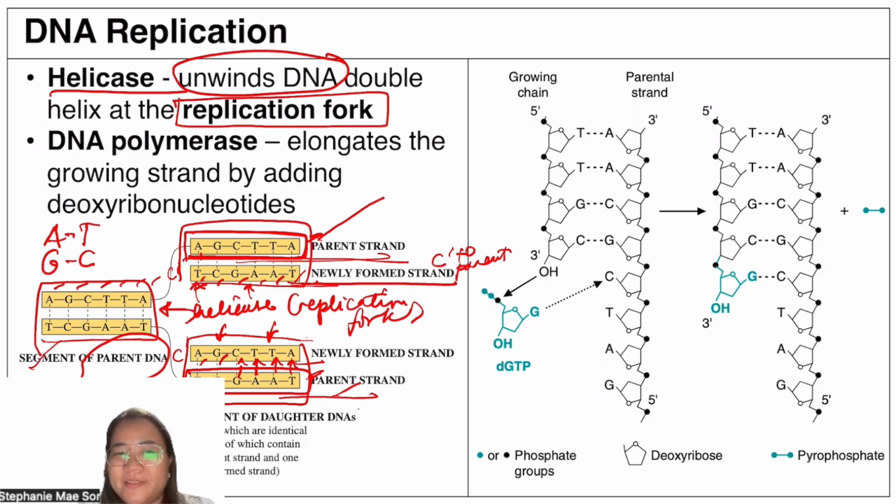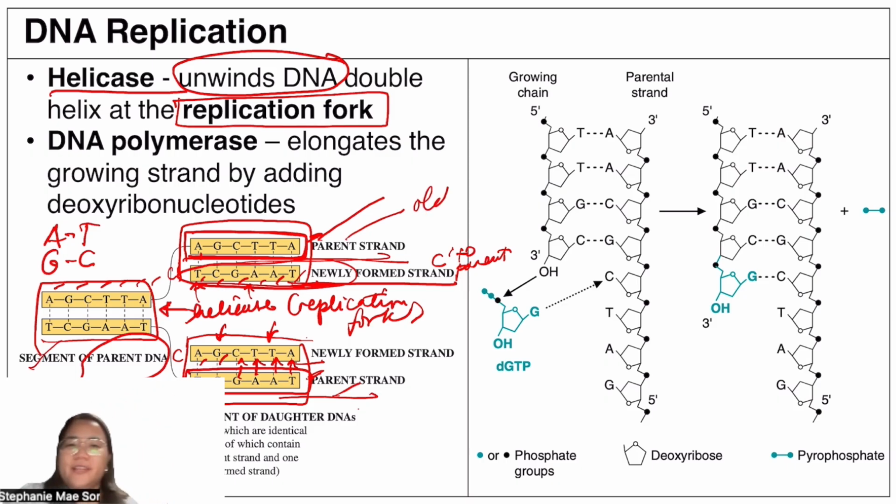So, di ba, sabi natin, DNA replication is semi-conservative. So, semi-conservative replication of your DNA. You split a parent DNA. You use the strands as the template in order to produce new strands. Okay, and then you have two daughter DNAs that are identical to each other and to the parent DNA.